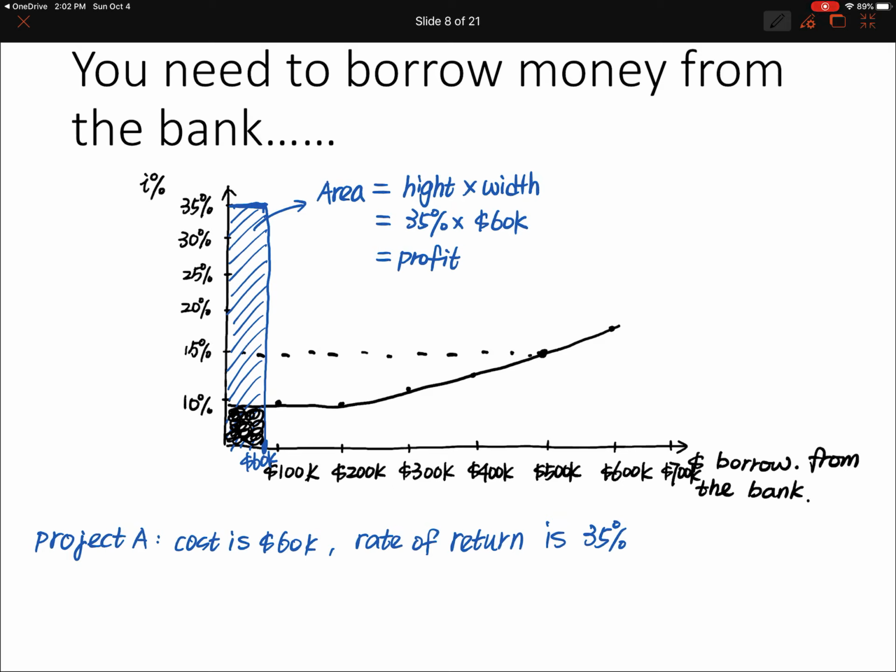And then what is the area of this black rectangle. The same, it is the height times the width. The height is 10%. The width is 60K. So what is that? That is the interest you want to pay back to the bank.